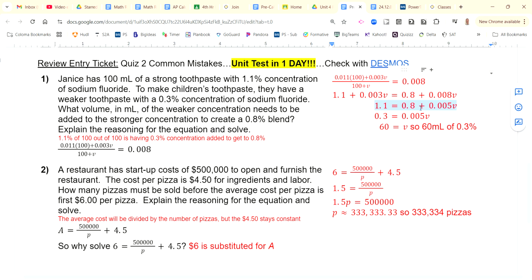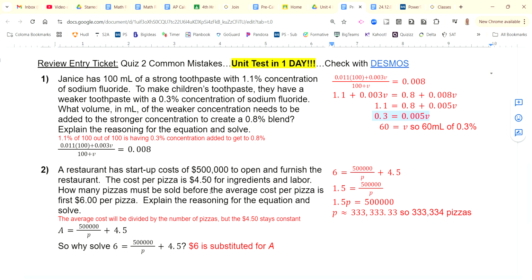Get the V's by themselves. Opposite of 0.8 is minus 0.8. 1.1 minus 0.8 gives us the 0.3 equals 0.005V. And then lastly, divide 0.3 by 0.005 and you get your answer of the volume that needs to be added, which would be 60 milliliters of the 0.3 concentrate sodium fluoride. I mixed up the L and the S there.